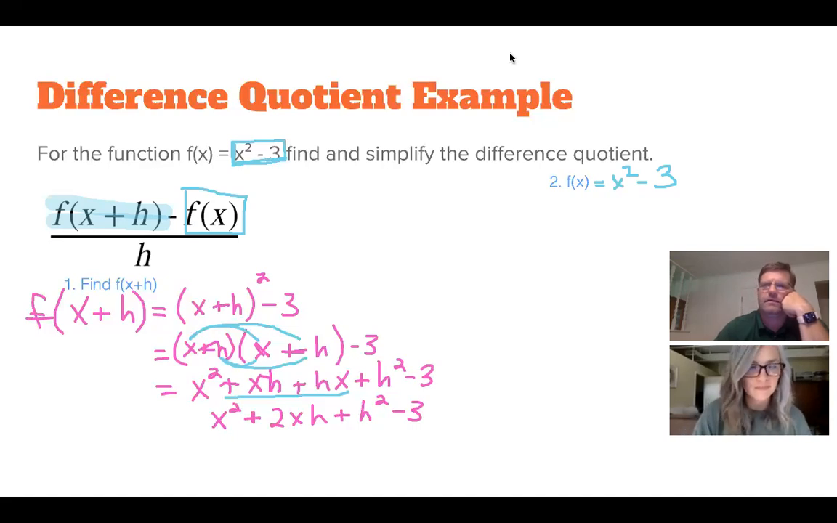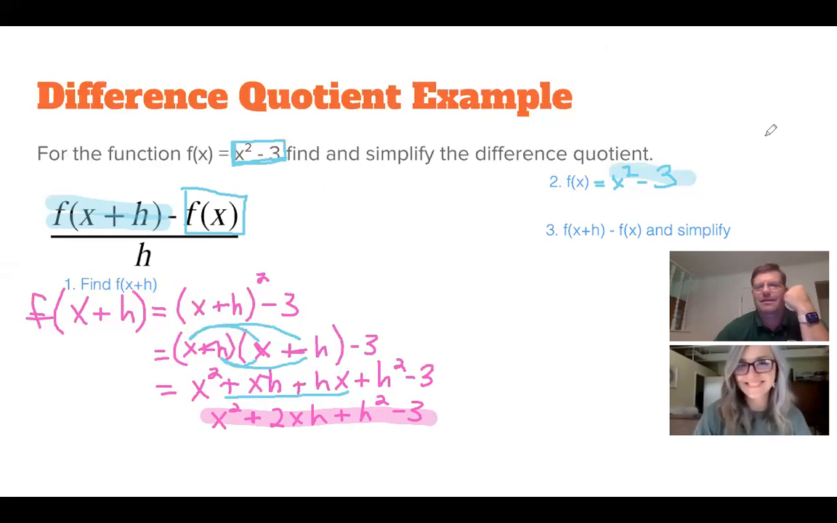So I'm going to take this part minus this part. What's going to happen when I subtract the second thing I highlighted from the first? Some things might go away, won't they? Well, the x squareds will go away, right? What about the minus 3s? I would guess when I subtract minus 3 from itself, it goes away. That's what I would hope.